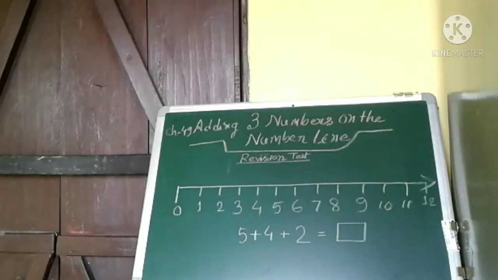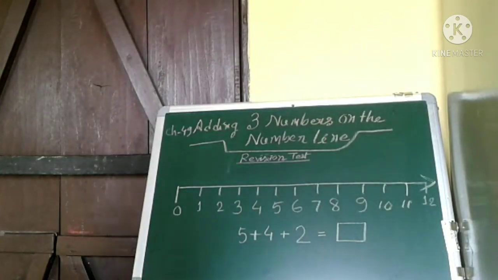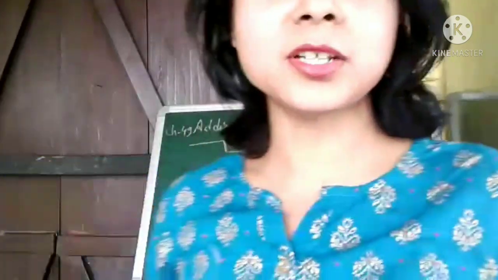Children, now see the next revision test, adding 3 numbers on the number line. It's chapter 49.